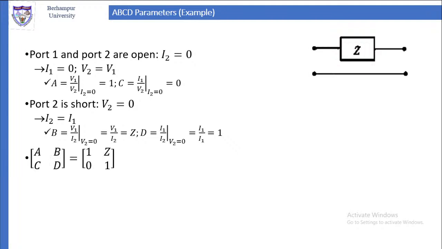So for port 1, we have found it with port 2 open circuit. For port 2, we have found it when V2 is equal to 0. So ABCD is equal to 1 Z 0 1. For this circuit, ABCD is equal to 1 Z 0 1.